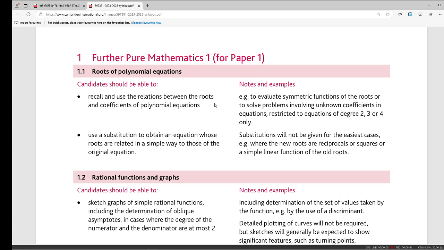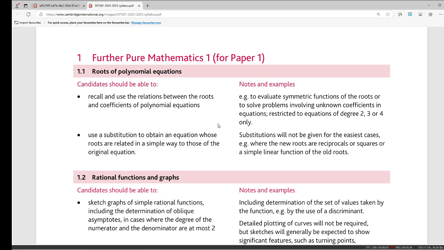In this chapter we're going to be doing roots of polynomial equations, and this is by far the simplest chapter in all of further pure math. I'm going to make this video just so that we can break down everything there is to it and solve every type of question. In this video I will be sharing my notes, and I will discuss two questions with you to truly affirm your understanding in roots of polynomials.